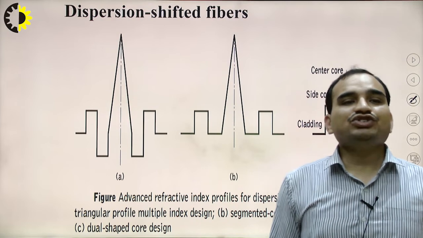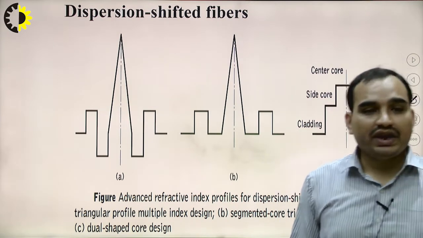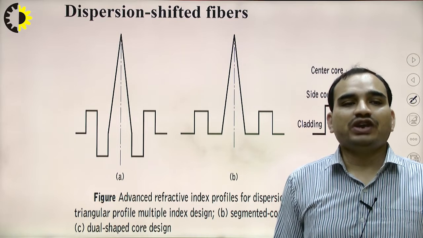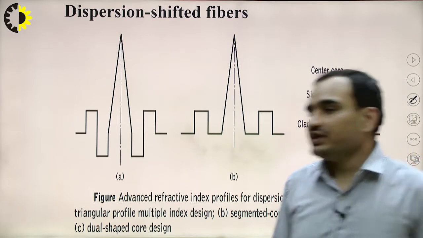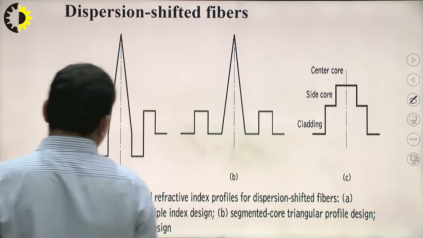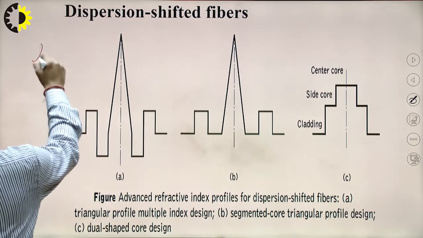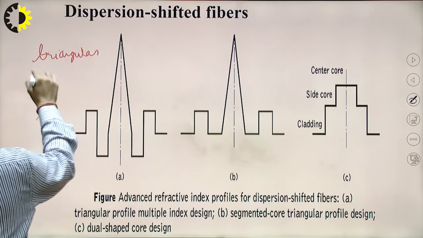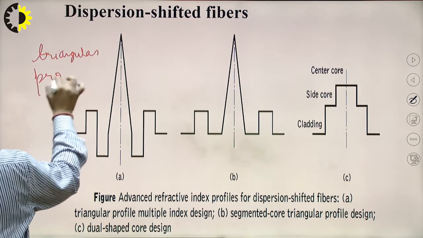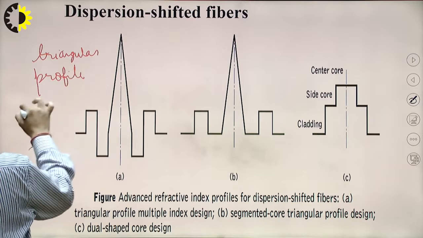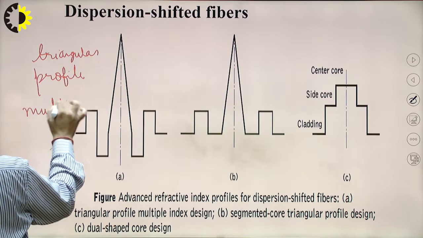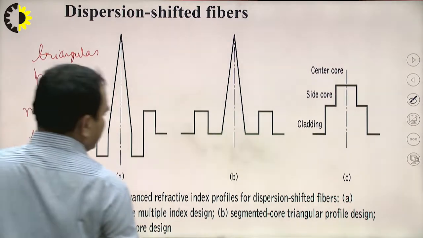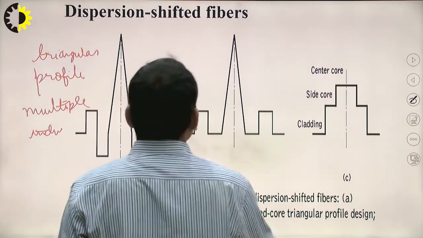In the dispersion shifted fiber, we have more advanced refractive index profiles. The first one is the triangular profile with multiple index. Next is the segmented core triangular profile.